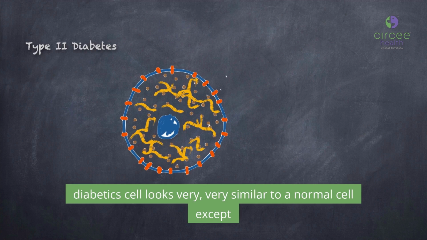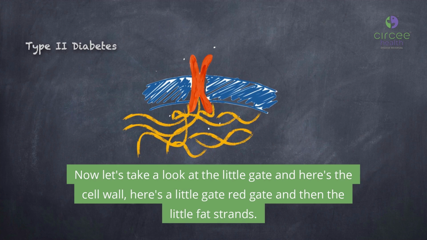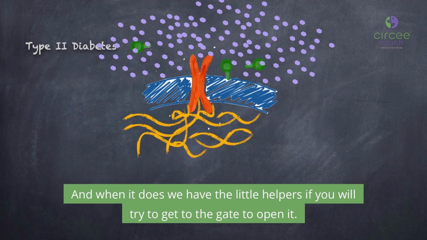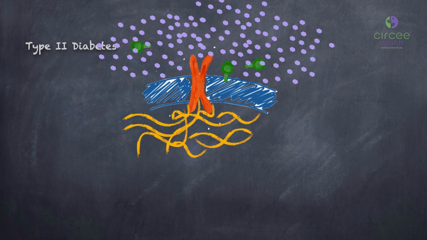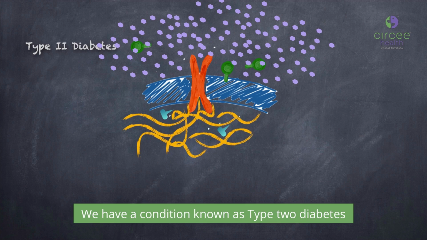A diabetic cell looks very, very similar to a normal cell, except there's more fat strands. Now let's take a look at the little gate. And here's the cell wall, here's the little gate, red gate, and then the little fat strands. And when glucose comes in, obviously insulin is released, and this is type 2 diabetes. And when it does, we have the little helpers, if you will, try to get to the gate to open it. But guess what? They just land up in the middle, and most of them cannot help open those gates up. We have a condition known as type 2 diabetes.